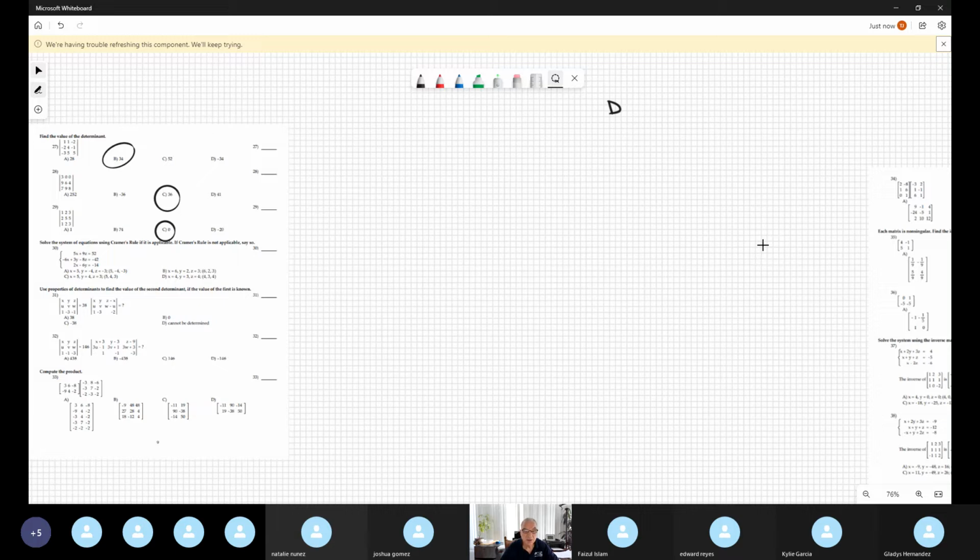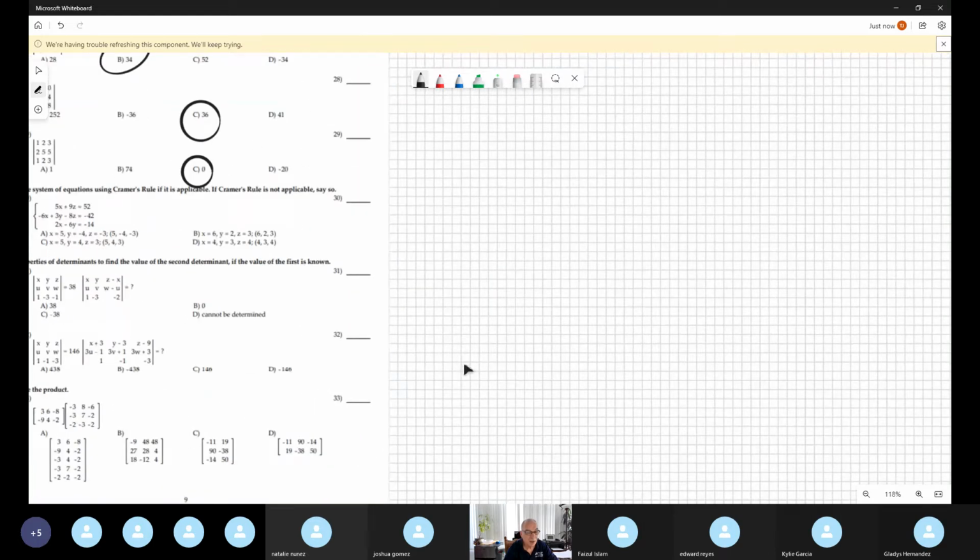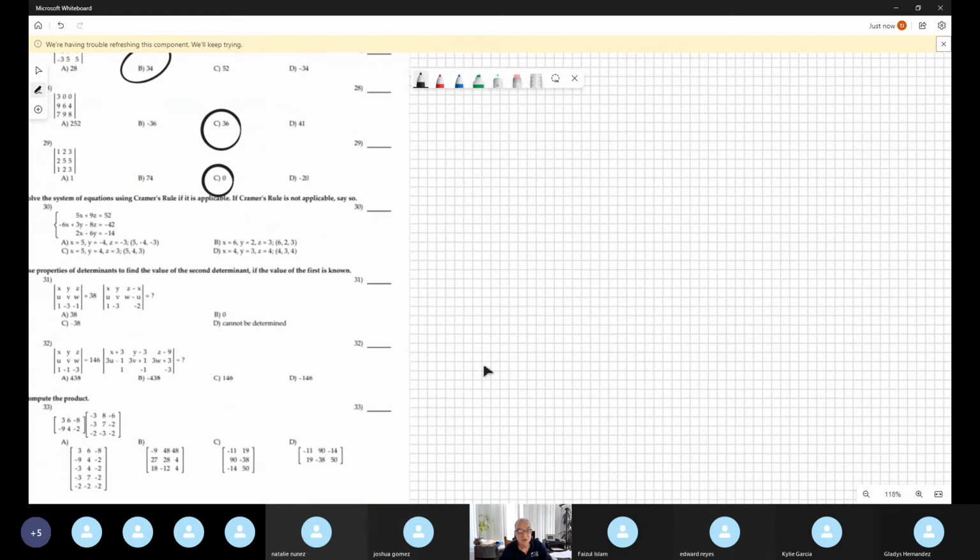Suppose one determinant is given. Question 31. And unfortunately, we cannot use GeoGebra because it's letters. X, Y, Z, U, V, W, 1, minus 3, minus 1. And the problem says that the answer of this determinant is 38. I don't know how you find that.